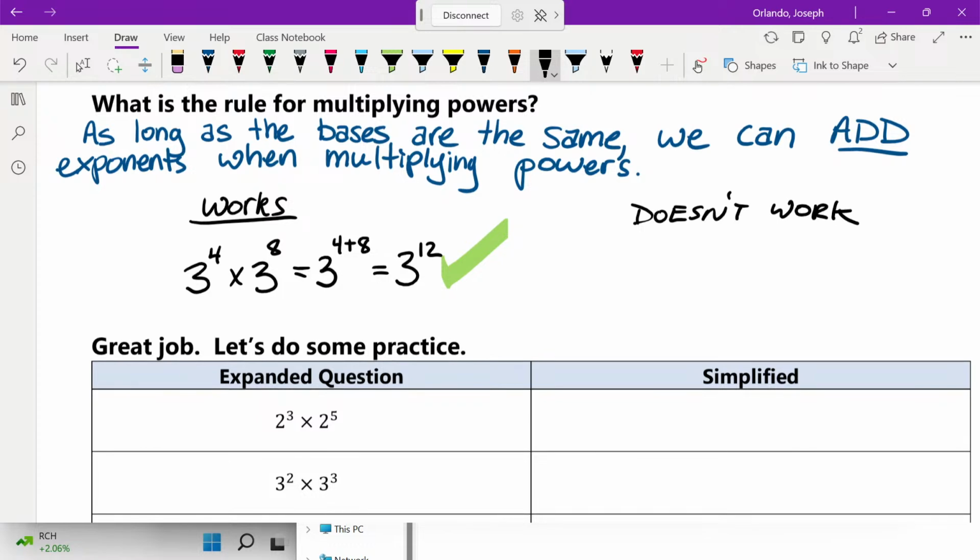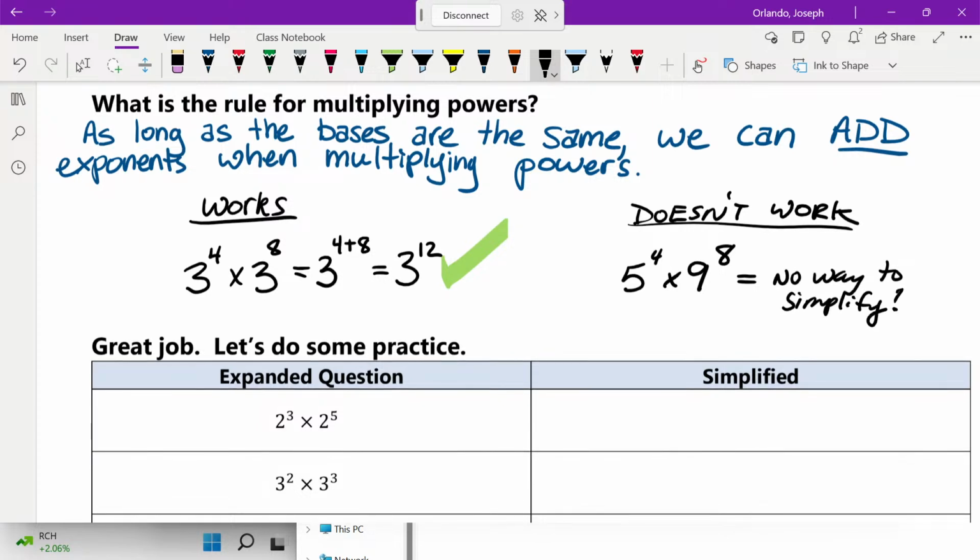And I think sometimes this is helpful, by the way. When you learn a rule, it's good to quickly start thinking, when can I use this? And almost as importantly, when shouldn't I use this? When doesn't this work? If I had 5 to the 4 times 9 to the 8, can I simplify that? Can I work with that? There's no way to simplify this. And the reason there's no way to simplify this is because the bases aren't the same.